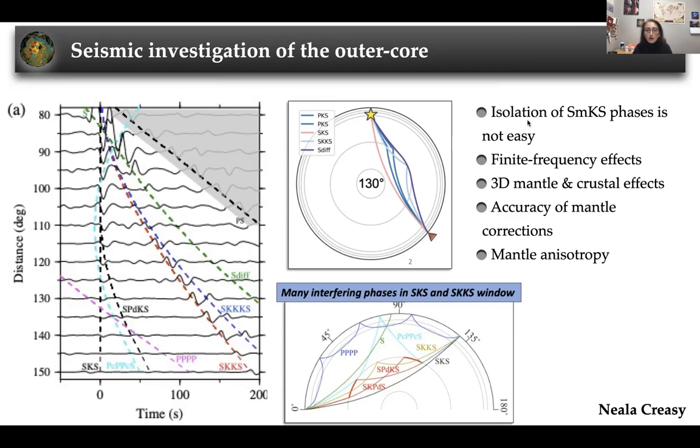So potential problems are the isolation of SMKS phases, these phases that are reflected from the other side of the core mantle boundary. And the finite frequency effects can be important. Of course, 3D mantle and crustal effects. Generally, mantle corrections are applied, but we don't know their accuracy, and mantle anisotropy can also additionally complicate such measurements.